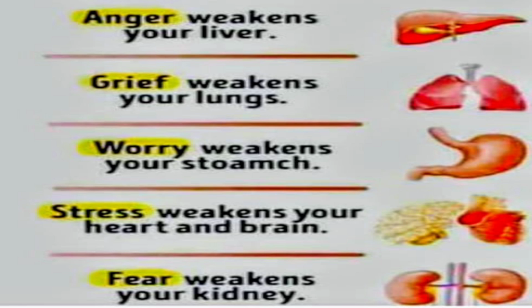Anger weakens your liver. Grief weakens your lungs. Worry weakens your stomach. Stress weakens your heart and brain. And fear weakens your kidney. This is how our emotions affect our body.